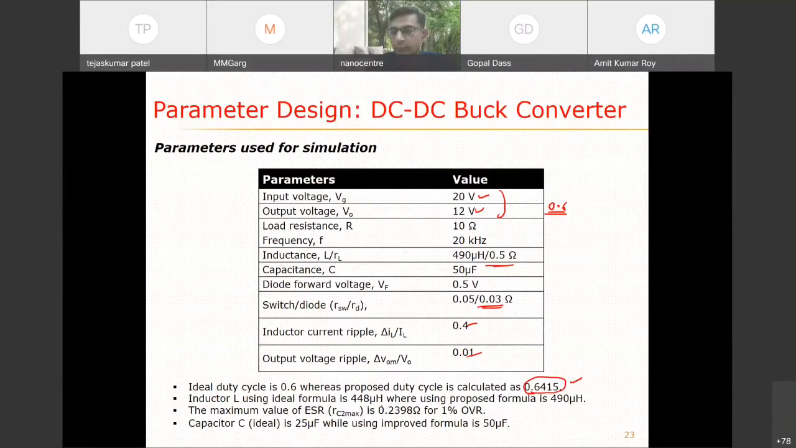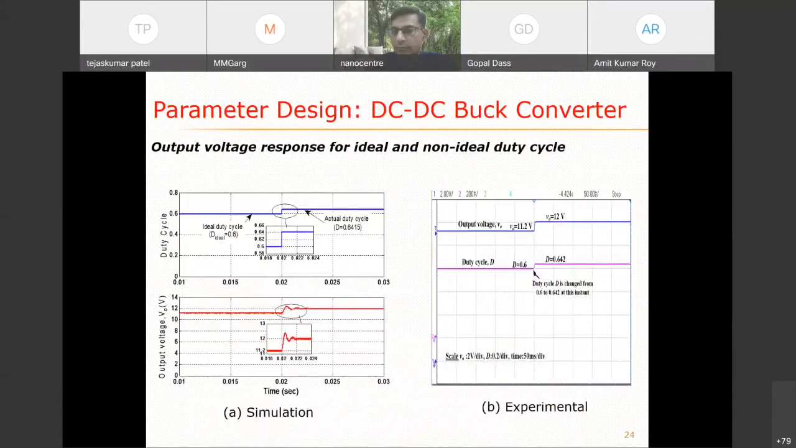So these are the parameter values used for simulation and experimental purposes. Input voltage is 20, output voltage is 12. For a buck converter, ideally I should have a duty cycle of 0.6, but we have taken the non-idealities into consideration. When we consider these non-idealities, we found that the duty cycle in open loop should be 0.6415.